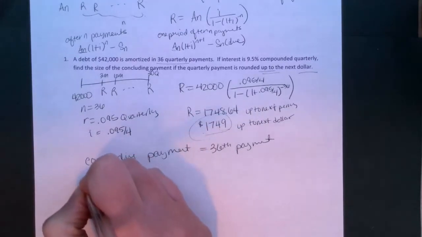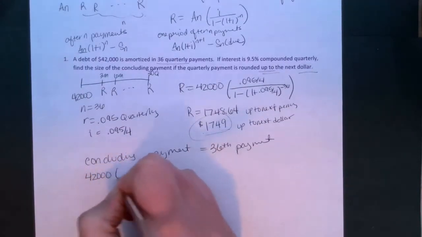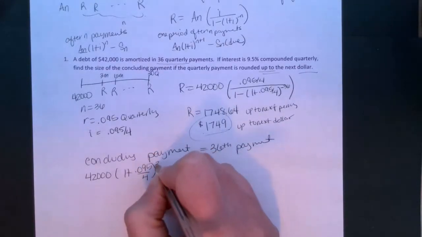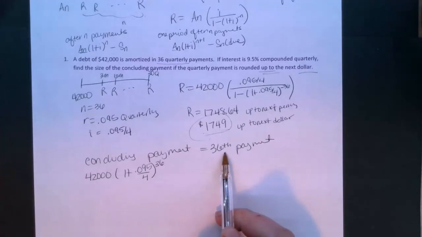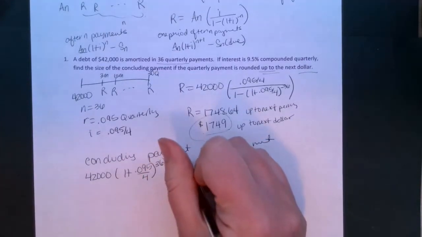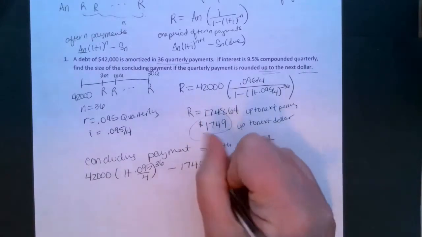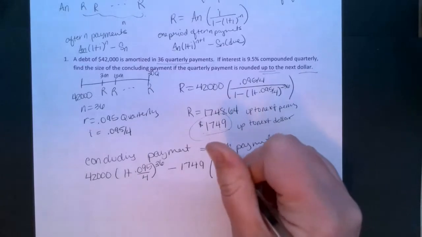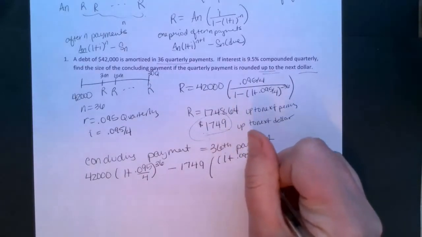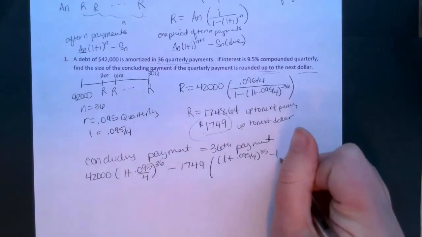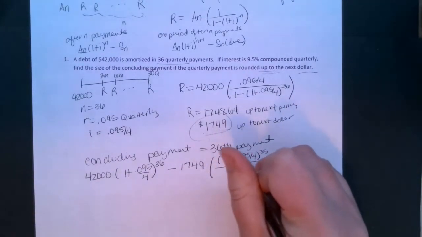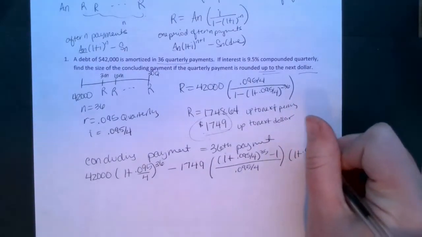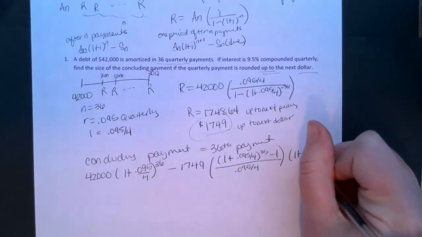So we take our loan amount, $42,000, times 1 plus our I to the 36, because we're going to the 36th payment. We take our regular R, $1,749, our rounded up amount, and then we do our S sub n: 1 plus our I, 0.095 over 4. We're doing 35 of those payments. The next one's going to be smaller, and we're going to move that 1 period forward to the 36th payment.